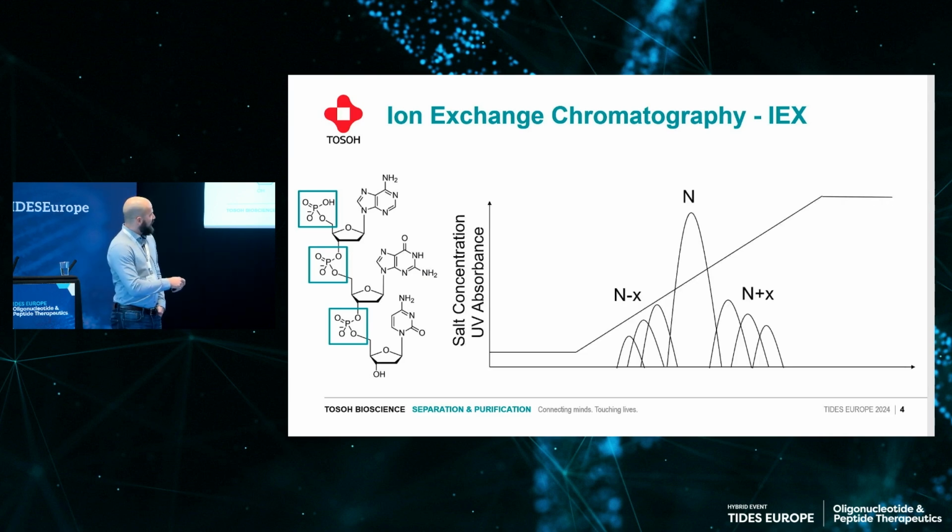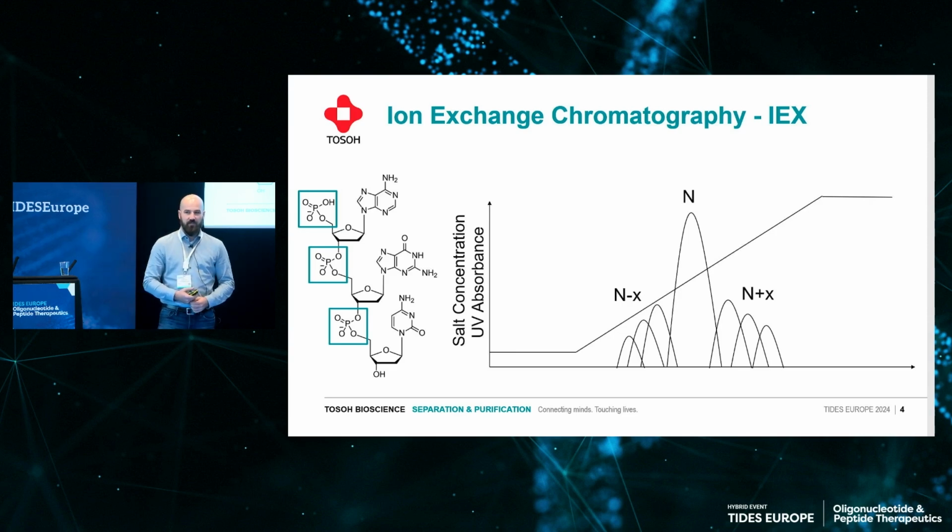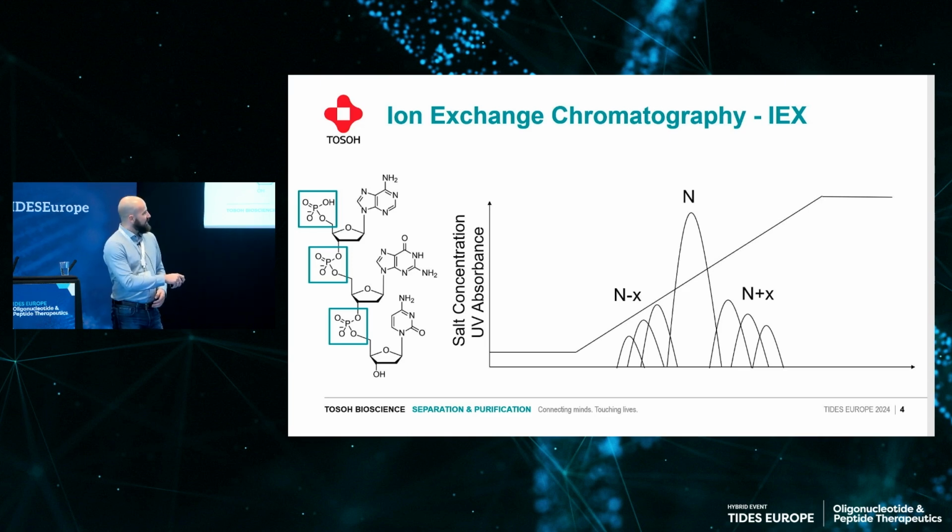So we load at low salt concentration, and then we have an increasing salt concentration, typically a linear salt gradient, where we first have the short-mers eluting in the center. We have our full-length product, what we want to get, and then in the later part, we have the long-mers eluting. Typically, if we're developing a process, of course, we want to have the best resolution between our impurities, short-mers and long-mers, to our full-length product.